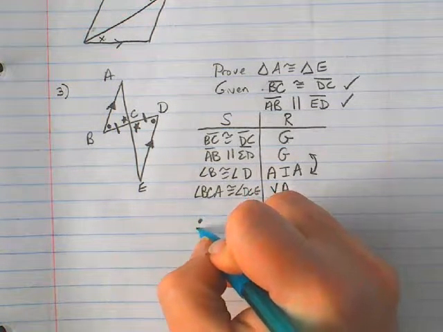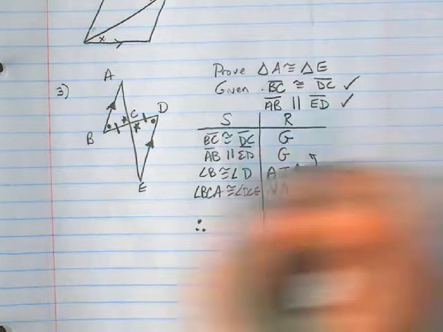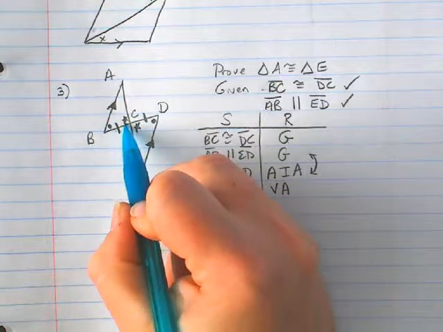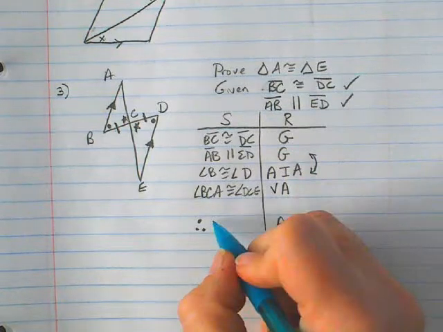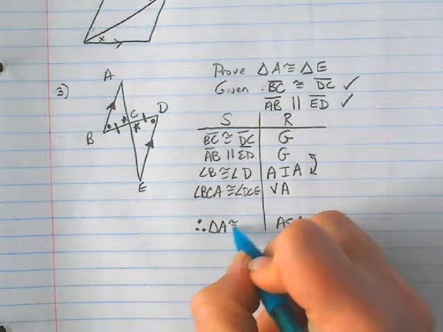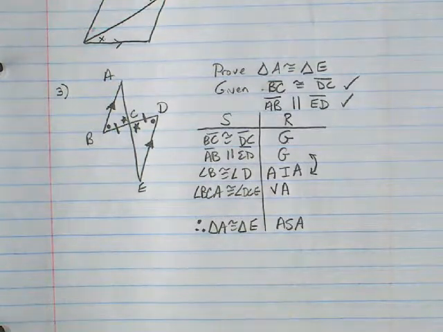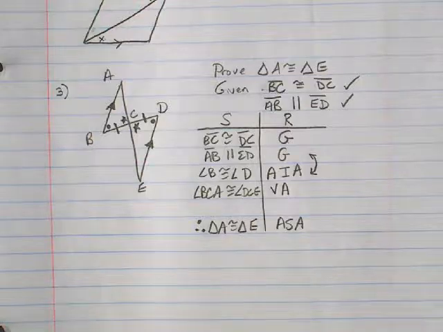I'm done now. I can say, therefore, I have blank, blank, blank. I have an A, and an A, and an A. So it's angle, side, angle. My proof statement always goes at the end. If I went too fast for you, pause the video, take the notes, go back and listen to it again before you move on. There's one more example.